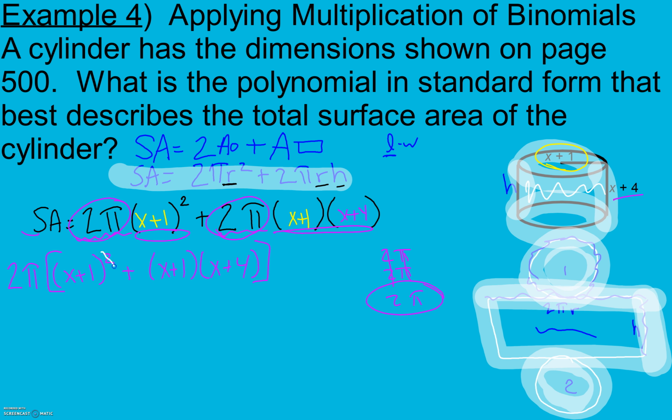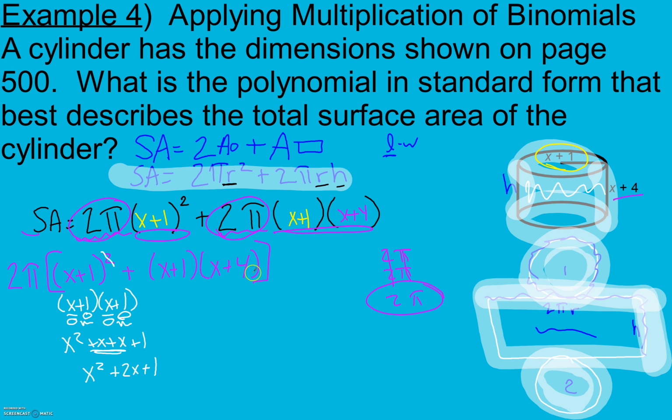Here, anytime we have something squared, it means we take our base times itself, and then we can FOIL. So x times x, firsts, outsides, insides, lasts. Combine our like terms. 1x plus 1x gives me 2x.